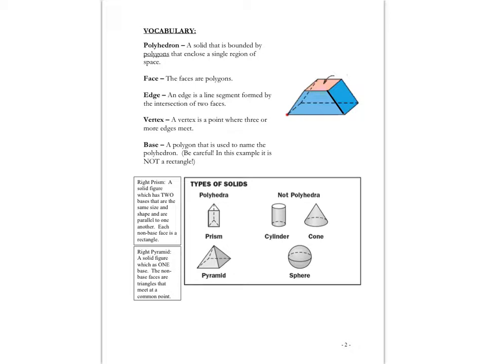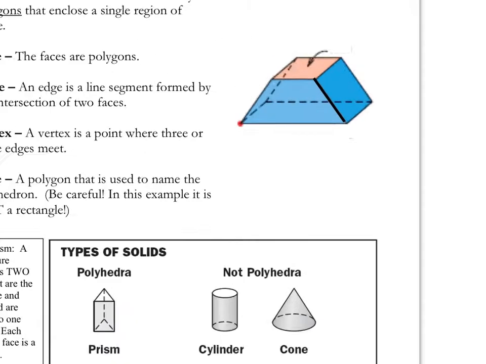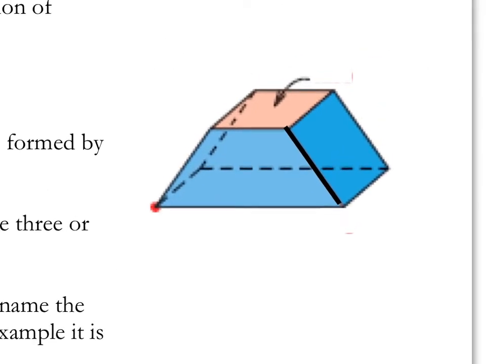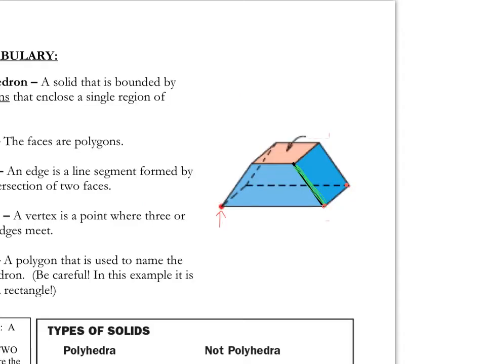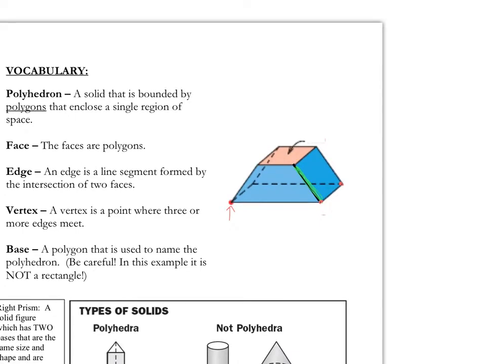A face is a polygon. An edge is going to be this line right here. It's going to be a line segment. The vertex is the points where 3 or more edges are going to combine. And then the base. The base is what's used to name the polyhedron, and we're going to be talking more about that for volume.